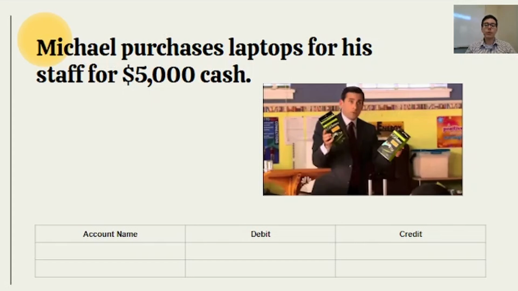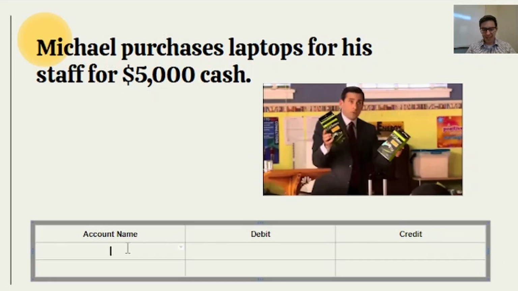Okay, our next transaction. Michael purchases laptops for his staff for $5,000 each. Laptops, not just laptop batteries this time. The debit here again is going to be an increase in assets this time. We're buying laptops, and we're not going to expense them in this case. This would be given to you, but we are going to actually debit an asset account. So I'm going to type in asset laptops for $5,000.